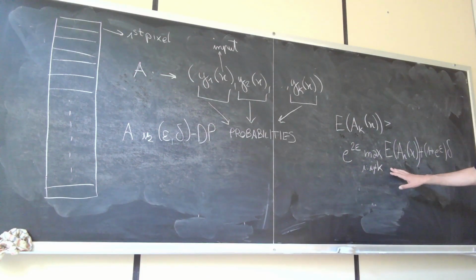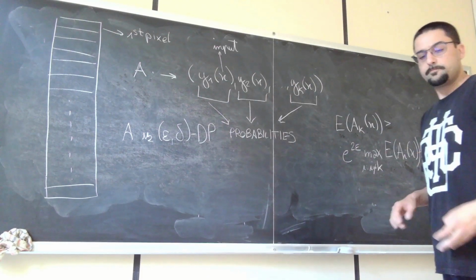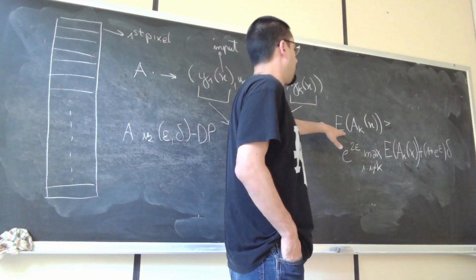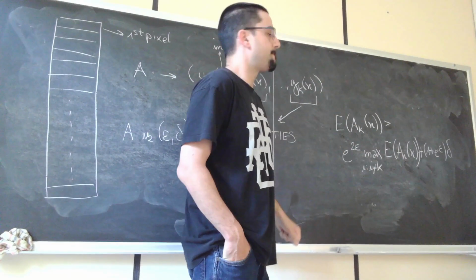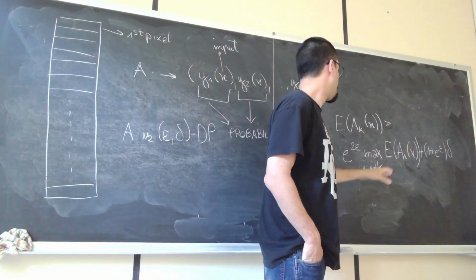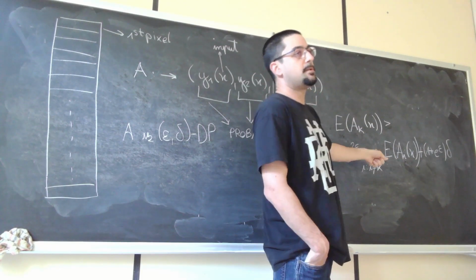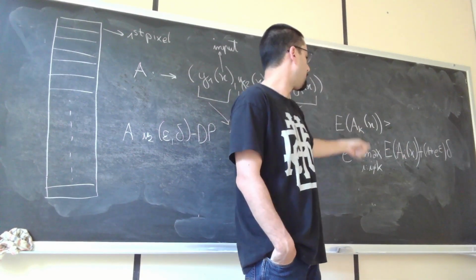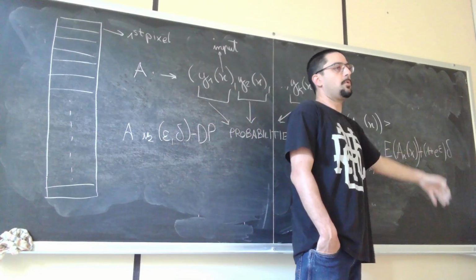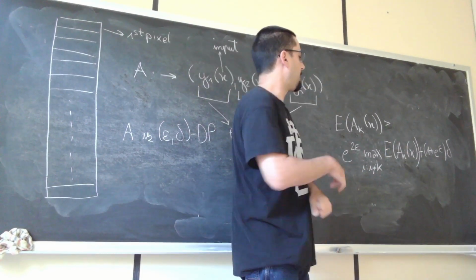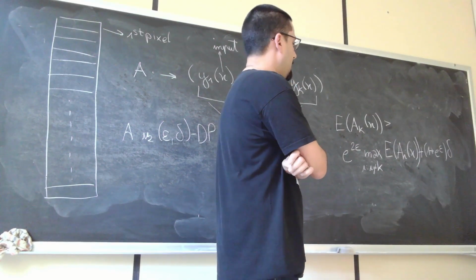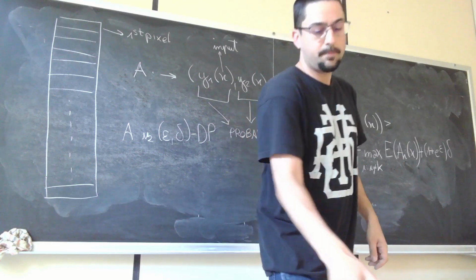So here we are considering the expected value that we are taking for a particular class K, and this is larger than the maximum of all the other expected values for all other classes different from K, plus some small constant that is determined by the differential privacy parameters. And what does it mean in practice?